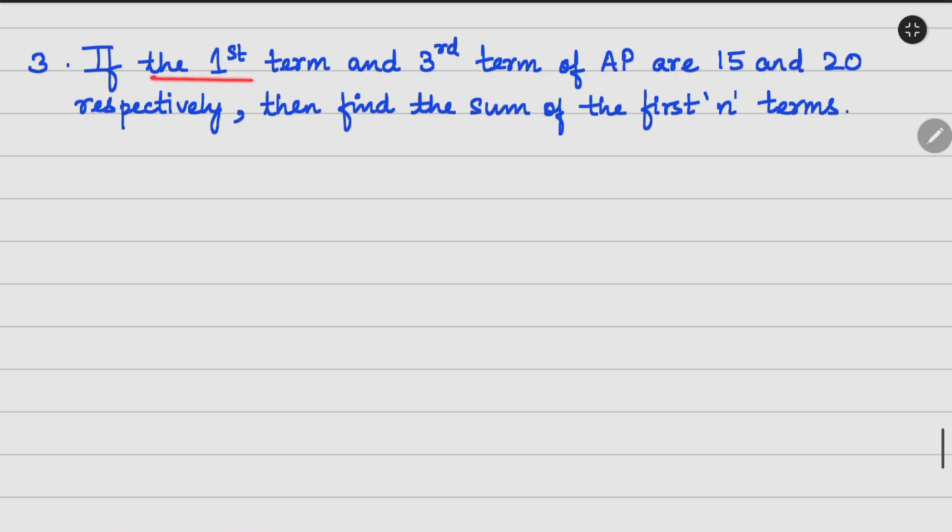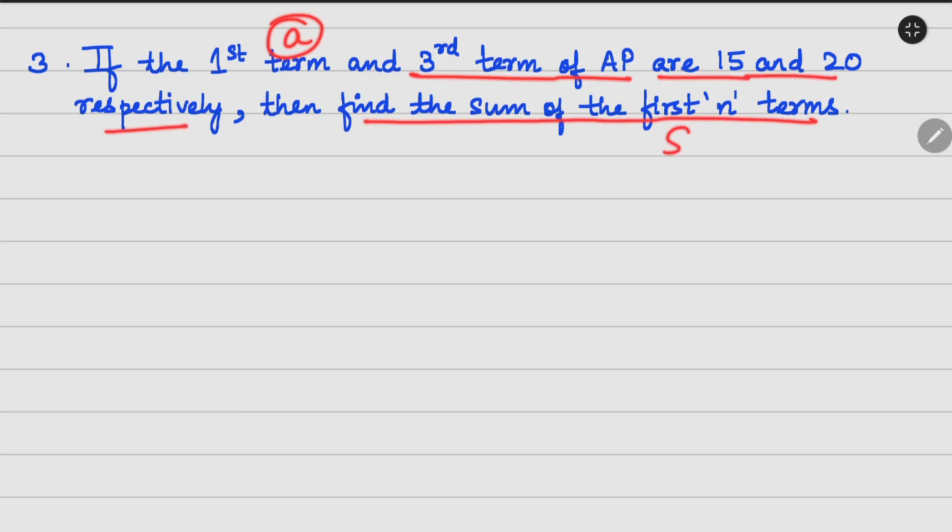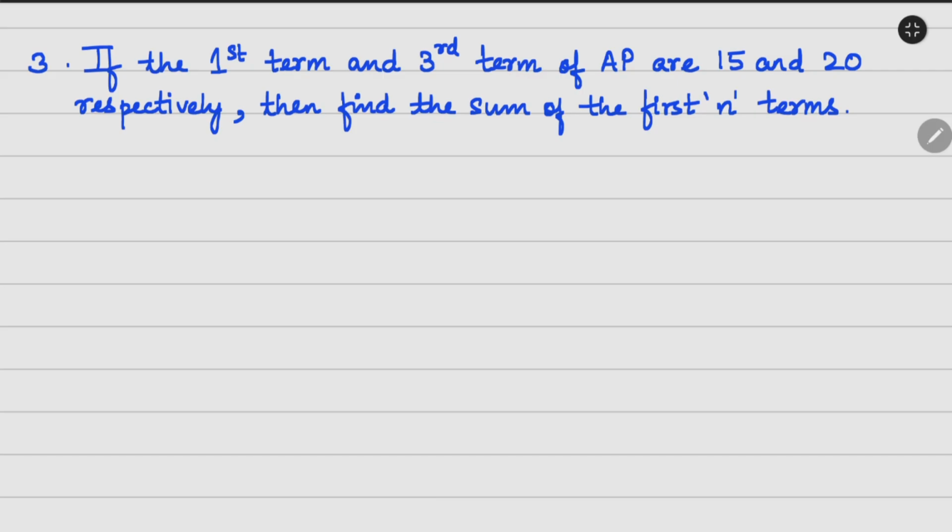The question is, if the first term, which is A, and the third term of the AP are 15 and 20 respectively, then find the sum of the first n terms. Okay, so let's do it. The first term is denoted by A, or you can write it as A1. A is 15, it's given in the question. The third term, A3, is 20. This is also given in the question.